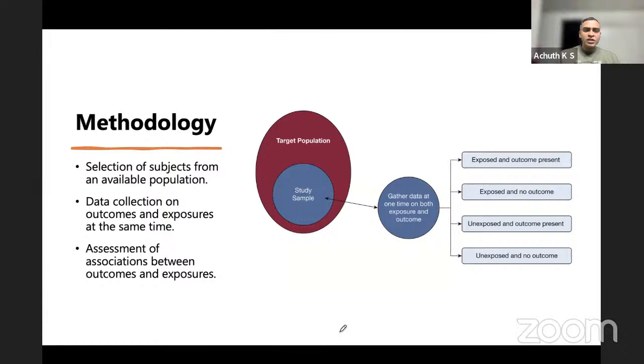This is the methodology. Selection of subjects from the available population. This is the target population. You will select the samples and gather the data at that point of time, both on exposure and outcome. Then we have exposed and outcome present, exposed and no outcome, unexposed and outcome present, unexposed and no outcome. These are the 4 categories you can get in this.